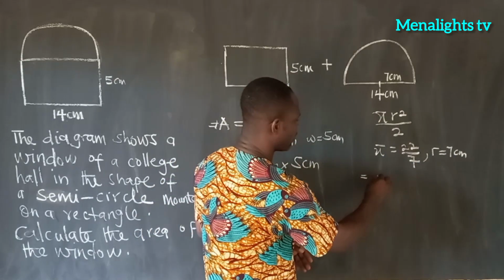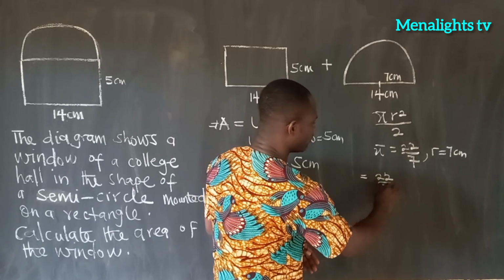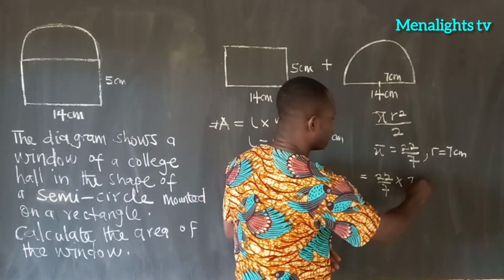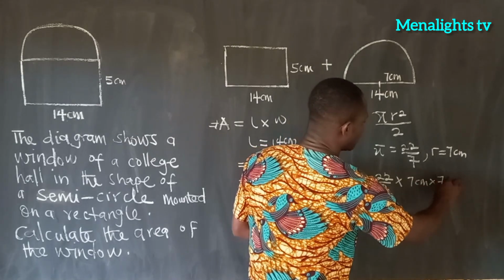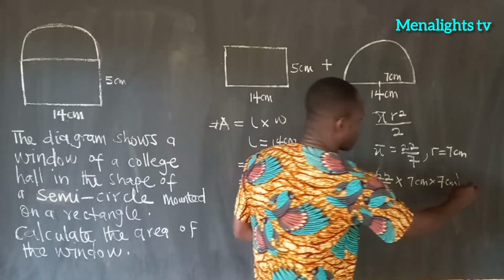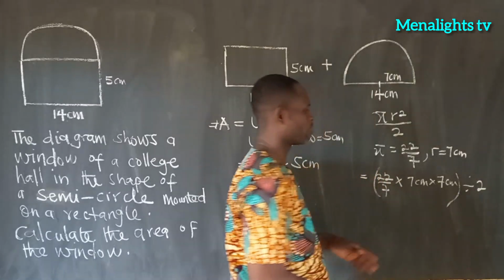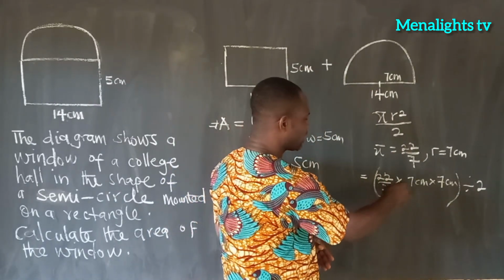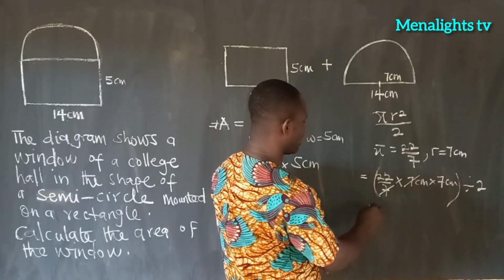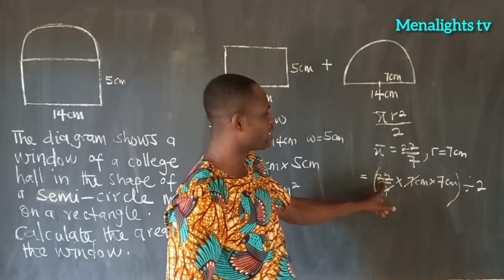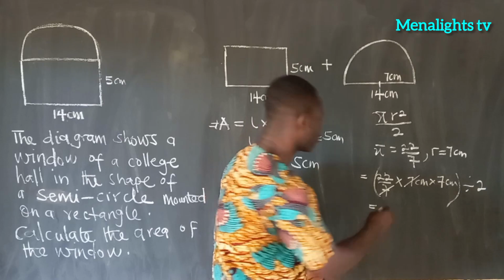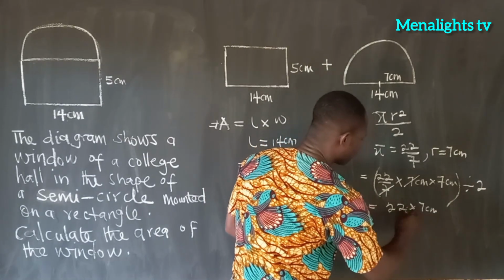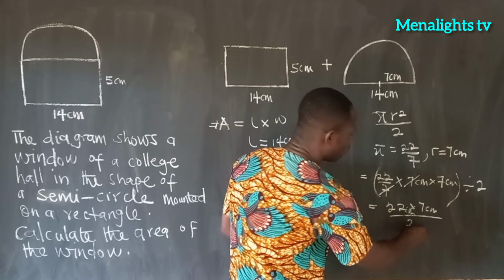So we now have 22 over 7, which is the pi, times the radius squared. So the radius, 7 centimeters times another 7 centimeters, all divided by 2. We divide by 2 because it's a semicircle. So here, this 7 will cancel the 7 that we have here. Then we are left with 22 times 7 centimeters, all divided by 2.